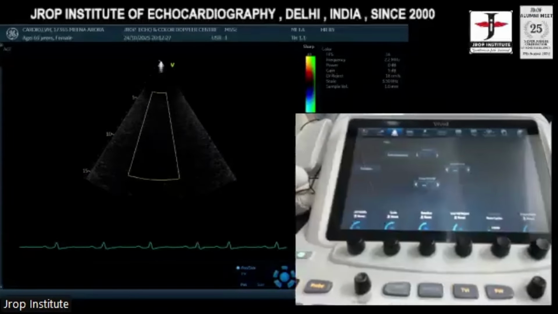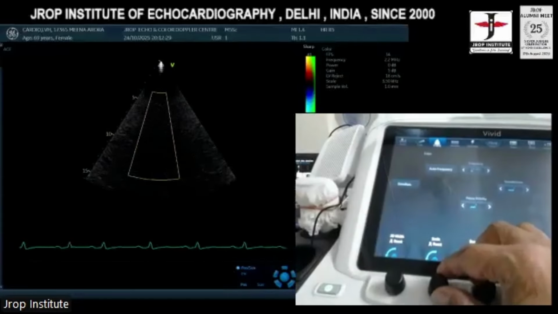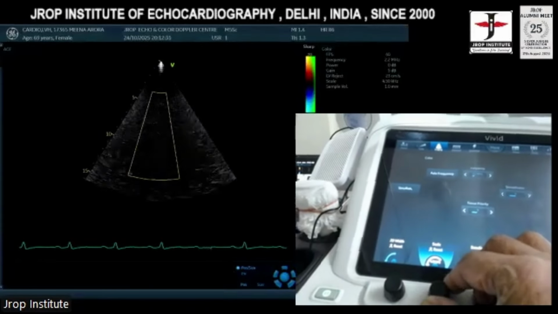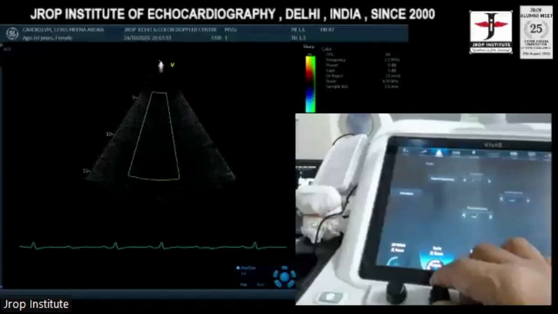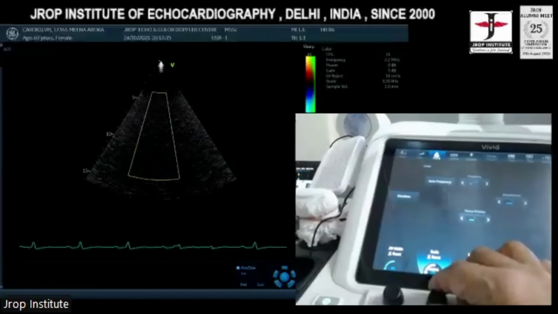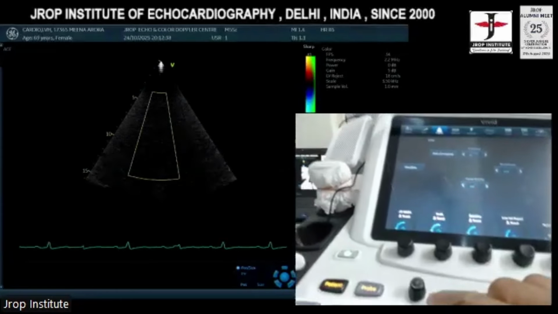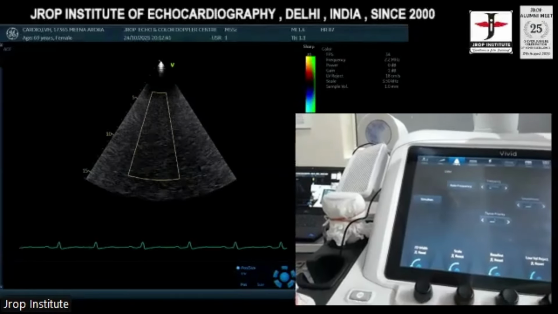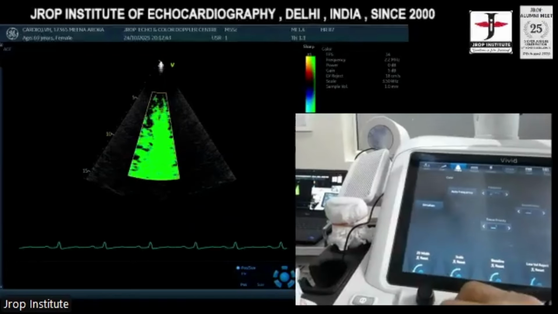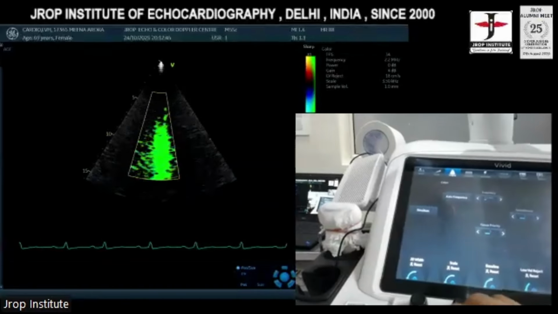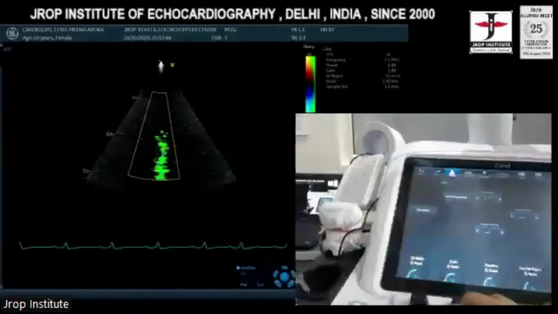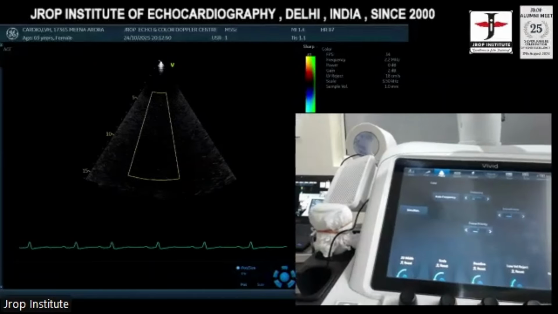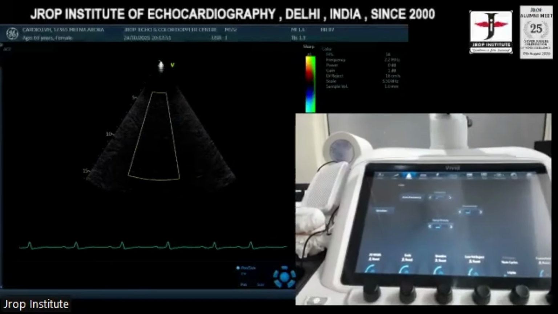I'm increasing my color gain scale. Not scale, this is the Nyquist limit. I'm increasing my active mode, and look, a lot of colors will come into it. So I'll reduce my color till this color disappears. Now I'm optimized for my colors.